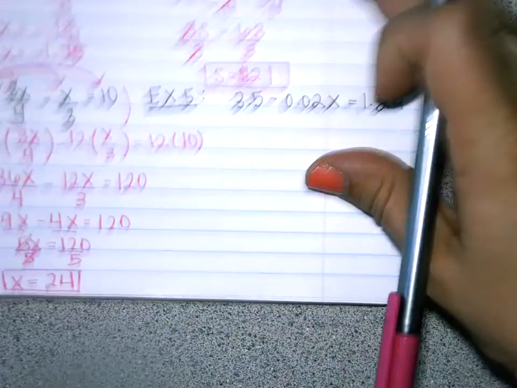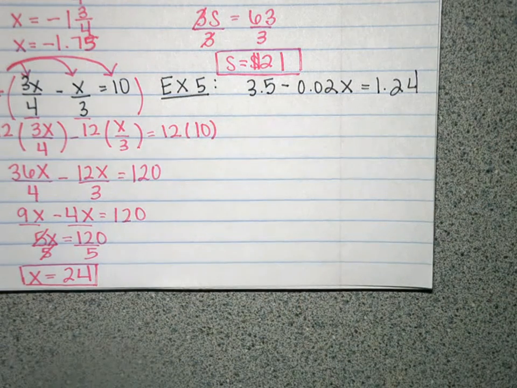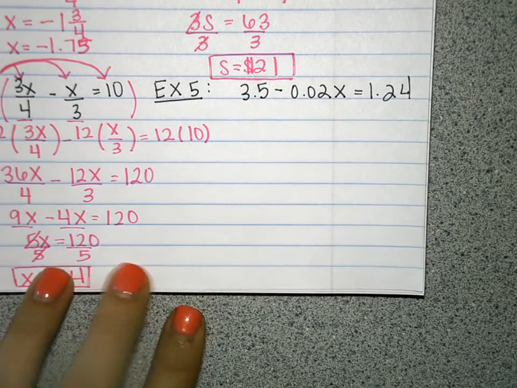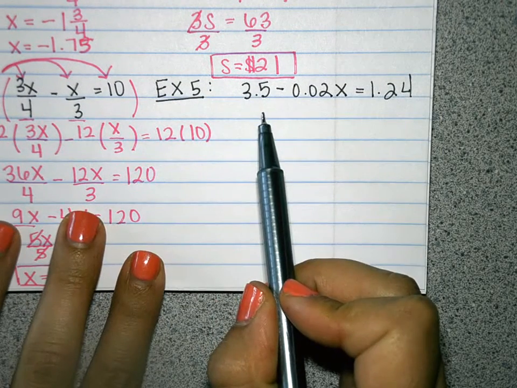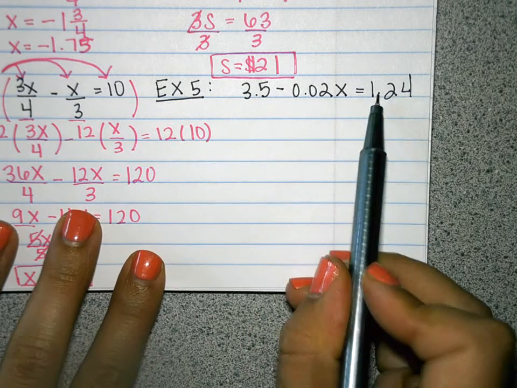So let's look at the last example, example 5, with decimals. 3.5 minus 0.02x equals 1.24.